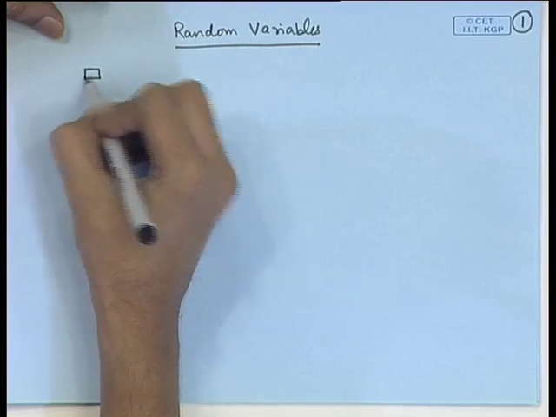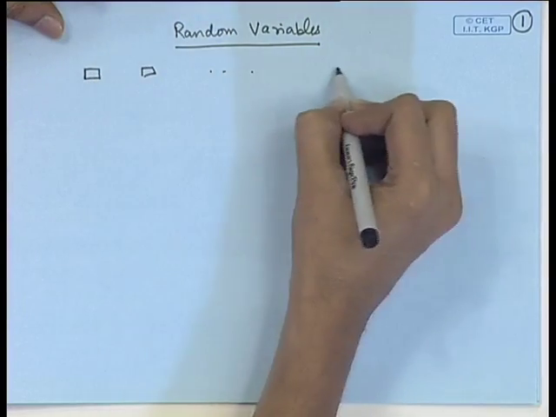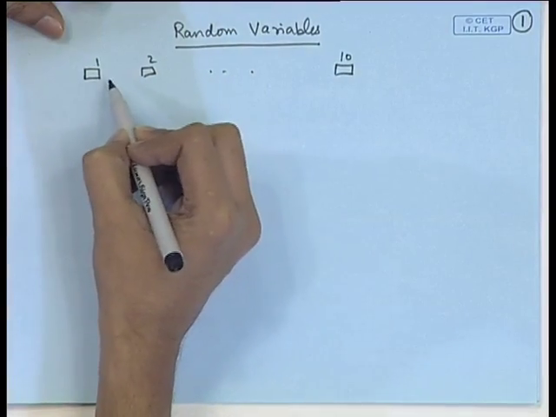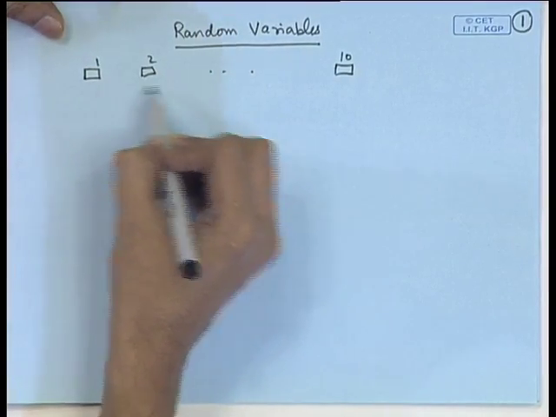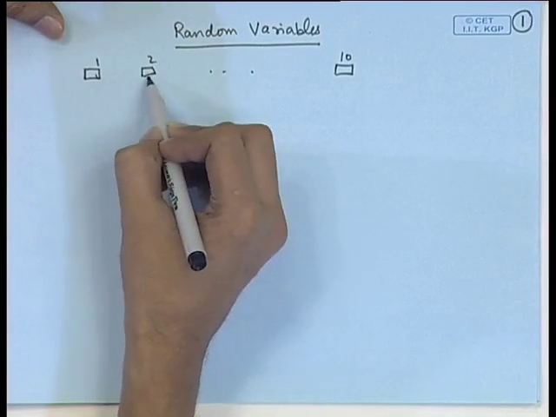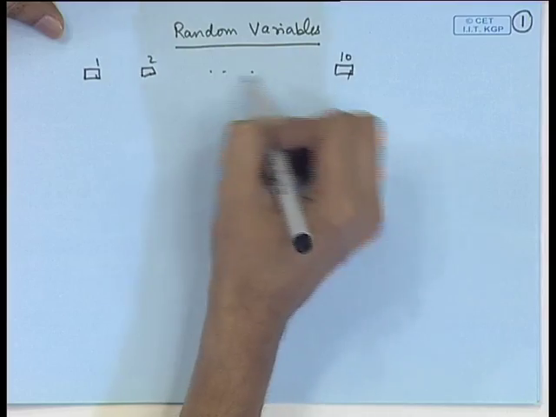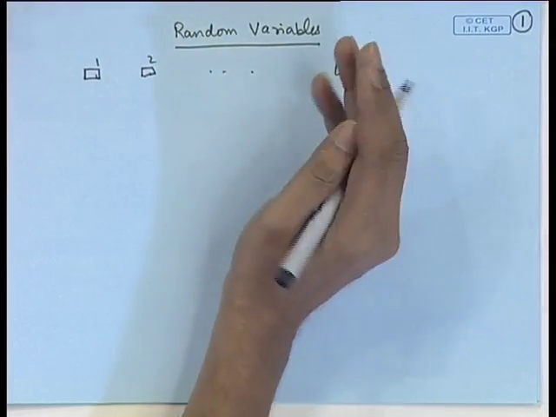Suppose we are saying 1 instrument, 2 instruments and so on, up to the 10th instrument. We are not very particular whether instrument number 1 has failed or 2 has failed or 10 has failed. That means which 3 of them have failed may not be of interest. Rather, we are interested in the total number of instruments which have failed and the total number which are working.